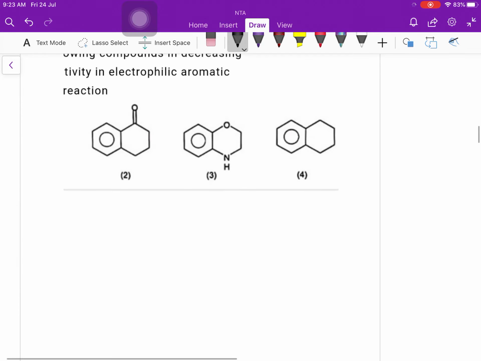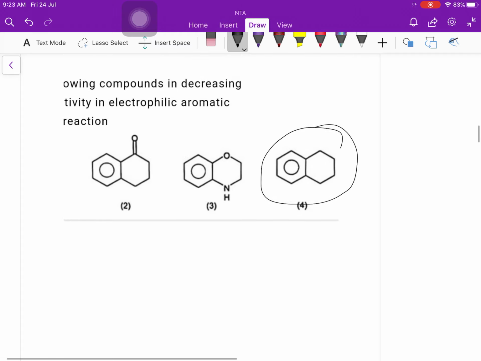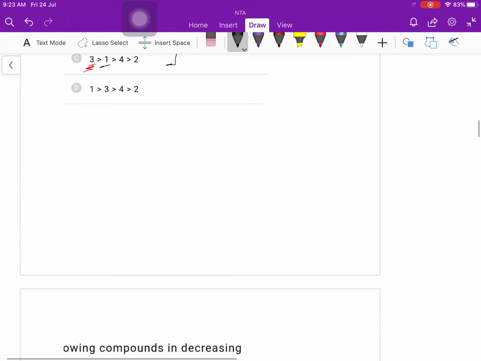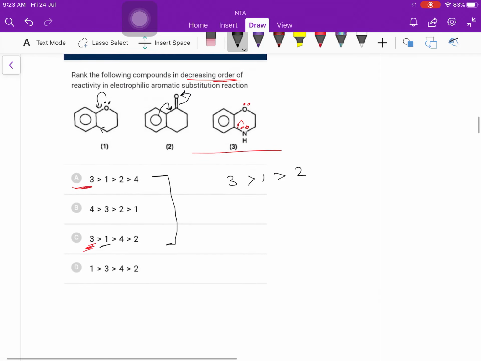Or, the fourth structure contains 2 alkyl groups, and therefore 1 will be greater than 4, and 4 will be greater than 2, because 2 is actually withdrawing. So 3, 1, then 4, then 2. So C is the correct answer.